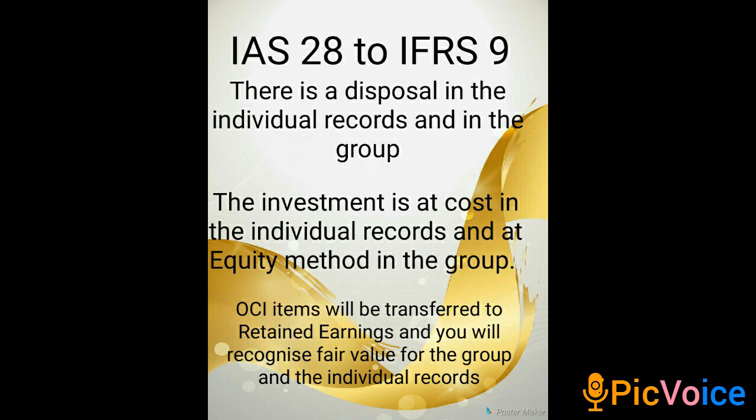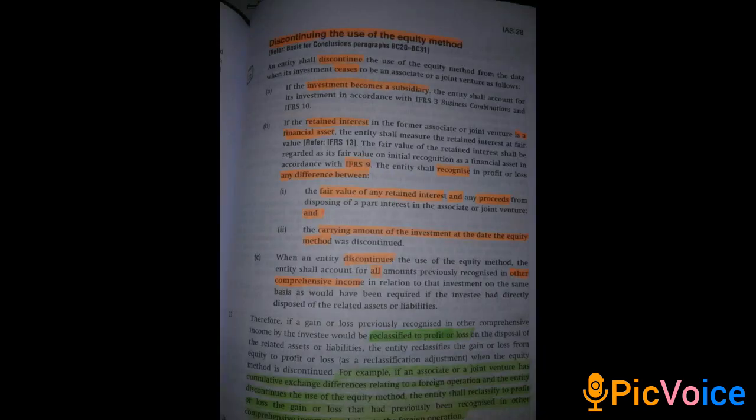I also include here IAS 28 paragraph 22 that gives you steps on how to calculate the gain or loss at the disposal of an associate.